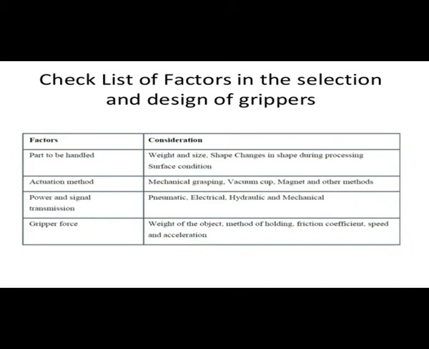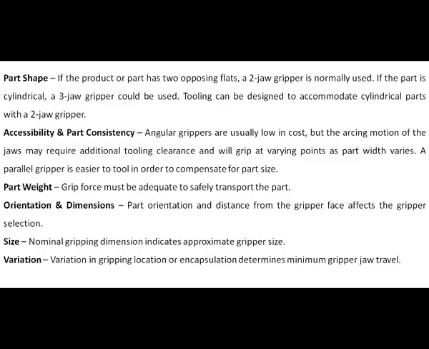Power and signal transmission: pneumatic, electrical, hydraulic and mechanical. Different types of power are available, so we select according to the need of the operation. Gripper force, weight of the object, method of holding, friction coefficient, speed and acceleration. Part shape.